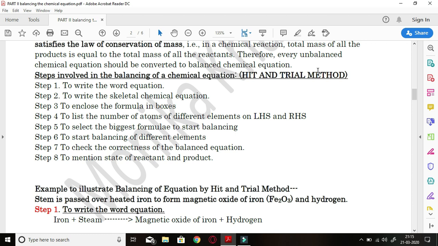Number 7, to check the correctness of the balanced equation. And number 8, to mention states of reactants and products. So these are 8 steps.